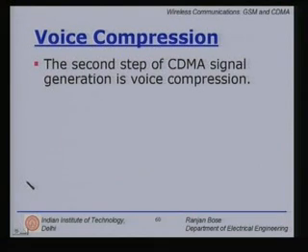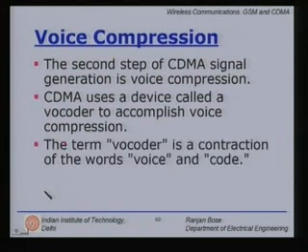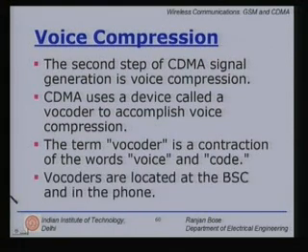The second step of CDMA signal generation is voice compression. Now, CDMA lays a lot of stress on this compression part. CDMA systems use a device called vocoders to accomplish voice compression. The vocoder term is a contraction of the words voice and coder. Vocoders are actually located at the BSC and in the phone. So these are the 2 places where the vocoders are located in CDMA systems.